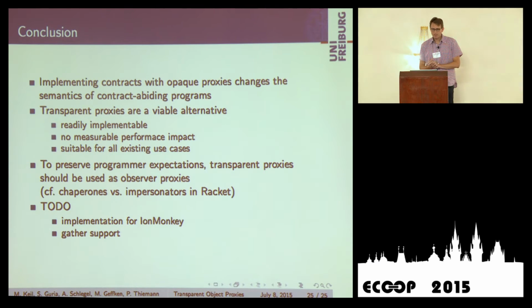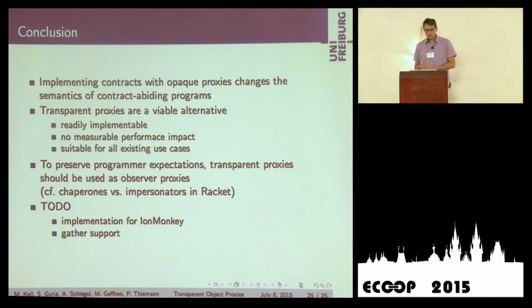Implementing contracts with opaque proxies, as it's the current state in ES6, changes the semantics of contract-abiding programs. We suggest that transparent proxies are a viable alternative. Our implementation demonstrates that it's readily implementable. We couldn't measure any performance impact on programs that don't use proxies. And from our view, it seems suitable for all the existing use cases.